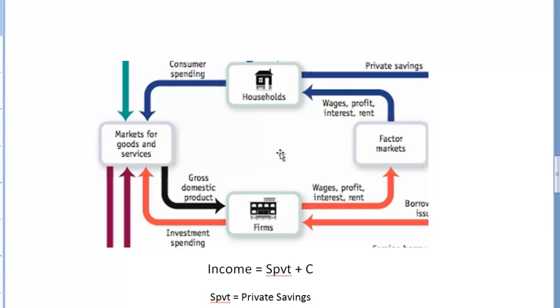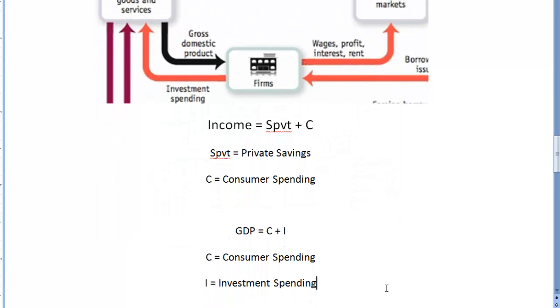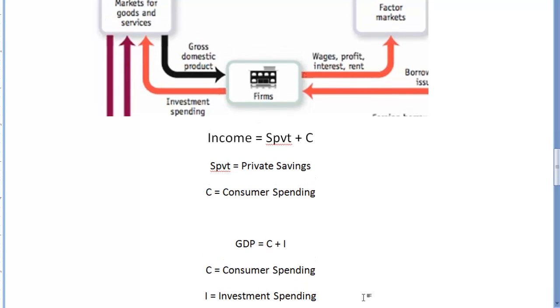Households and firms' total income is equal to gross domestic product, or the sum of all domestic production in a country. In this simple view of the economy, all spending is represented by consumer spending and investment spending. We can represent the GDP equation with the variables C plus I, where C is consumer spending and I is investment spending. Our next step is to expand the economy further and introduce government.